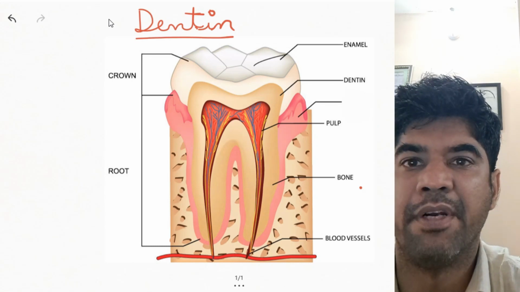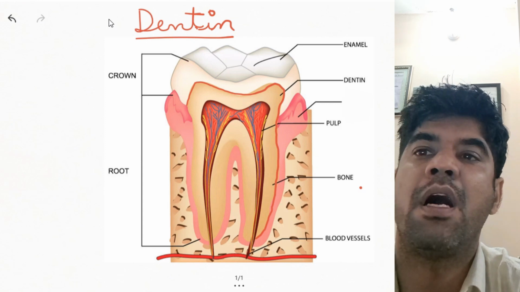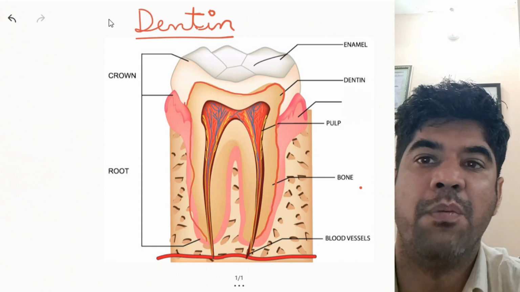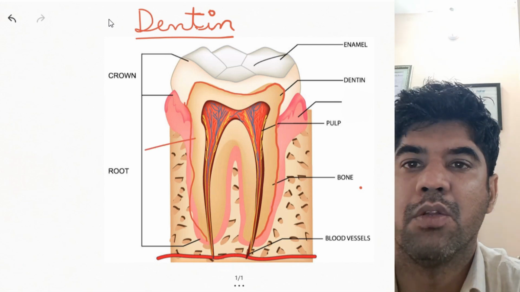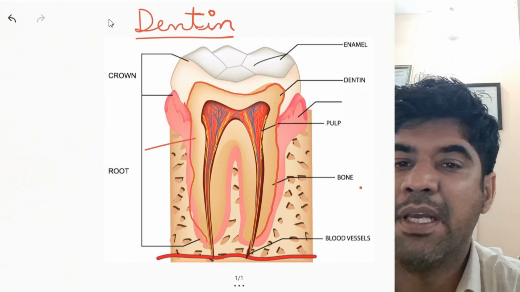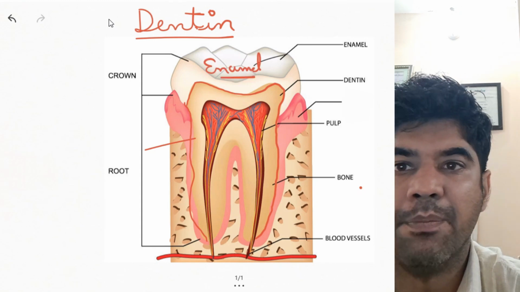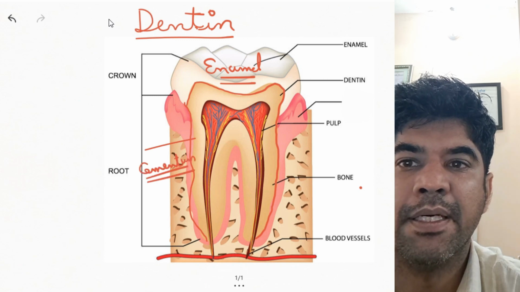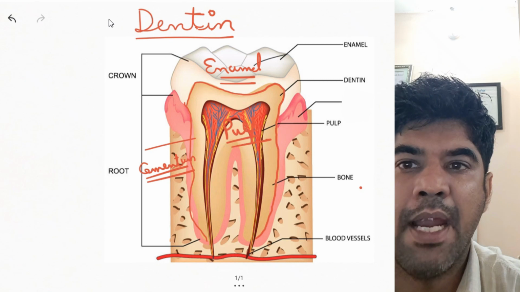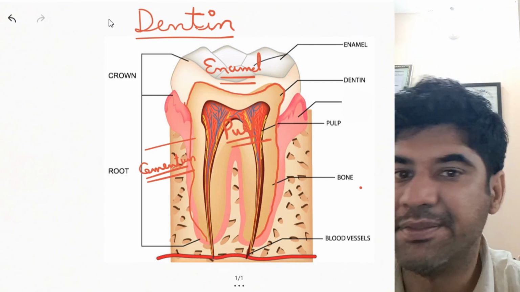Hello students, our today's topic is dentin. What is dentin? Dentin is a hard tissue that forms the bulk and gives form and shape to the tooth. Basically we have four structures: enamel, dentin, cementum and the pulp. Dentin is covered by the enamel in the crown and the cementum in the root, and it surrounds the pulp.